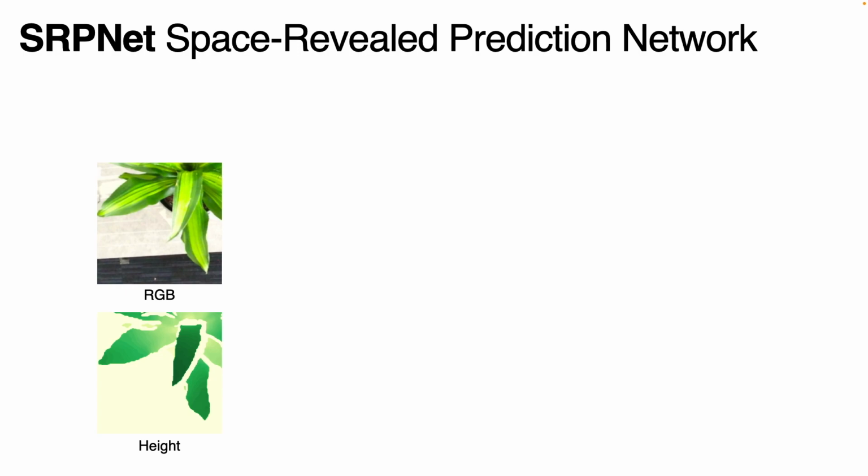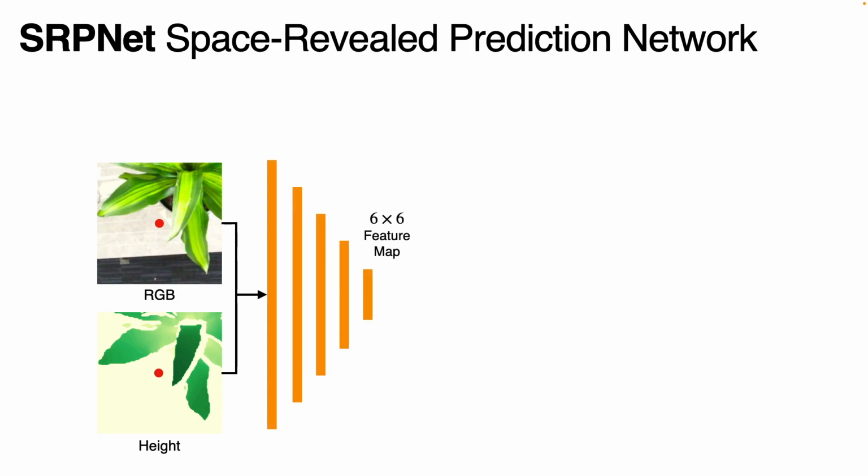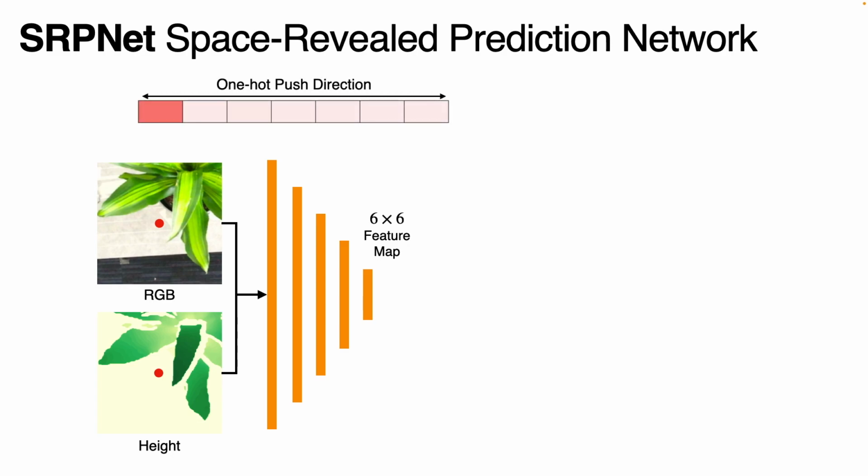For SRPNet, we crop out image patches around the action start location and pass them through an encoder to generate 6x6 feature maps. As the model sees crops around the site of interaction, we only need to represent the push direction using a one-hot vector, the z-coordinate of the push action using another one-hot vector, and the push distance via the location of the action endpoint.